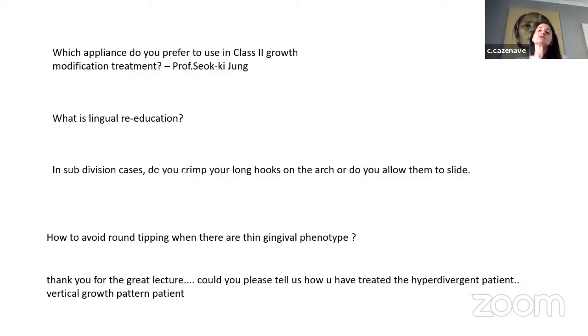For the hyperdivergent patients, we always have vertical control by an elastic chain between the Y and the screw. You must be aware of one thing. You need to apply coronal-lingual torque to avoid the side effects of the intrusion. And usually, I apply about 10 or 15 degrees of torque in the Y. Okay.